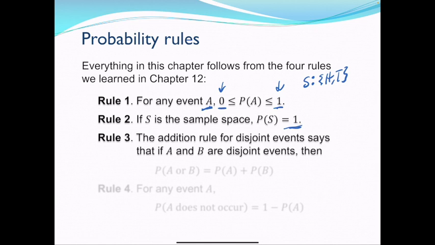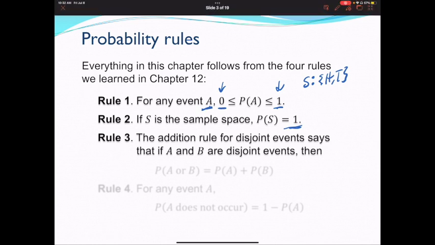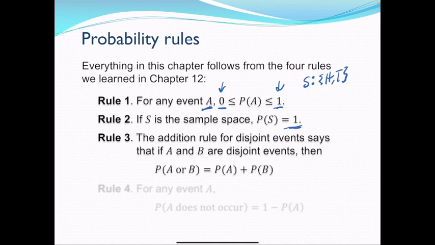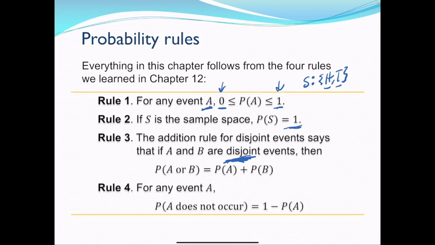Rule 3 is the addition rule for disjoint events. Then the probability of A or B is the probability of A plus B. So these are events that don't overlap, like flipping a coin. But we aren't going to just work with disjoint events this chapter, so keep that in mind. And then for an event A, the probability that A does not occur is 1 minus the probability of A, right? And the probability of everything in the sample space occurring is 1. The probability of A occurring is something less than 1, so if we subtract it from 1, we get the probability of it not occurring, or its converse.